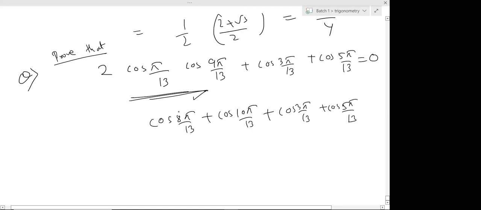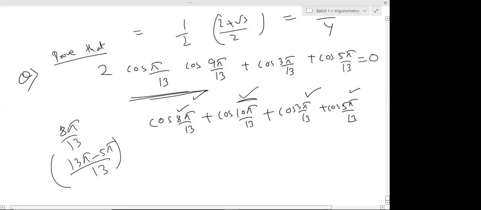So now you can change this 8 pi into 13 pi minus 5 pi, and change this 10 pi into 13 pi minus 3 pi. Why am I doing this? Because here we can see 3 pi and 5 pi, so changing one quantity into another quantity. 8 pi by 13 can be written as 13 pi minus 5 pi by 13. Same for this. And don't try to change this one, again you will get the same quantities. Just change these two. All right, Gautam, you have to prove this as 0.